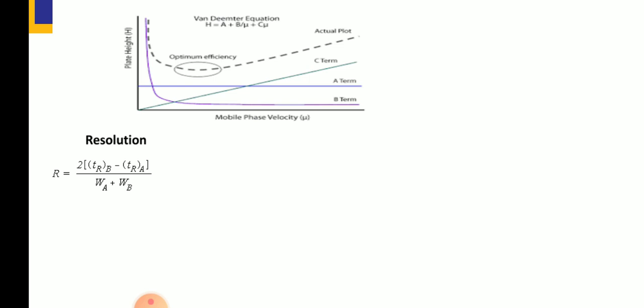If you increase only one factor, like only the height, or only the velocity, or the longitudinal diffusion, one parameter alone is not going to work out to increase the efficiency of the separation. So you have to look for the optimum, and the optimum can be obtained only if you maintain all three parameters. So this is the Van Deemter equation.